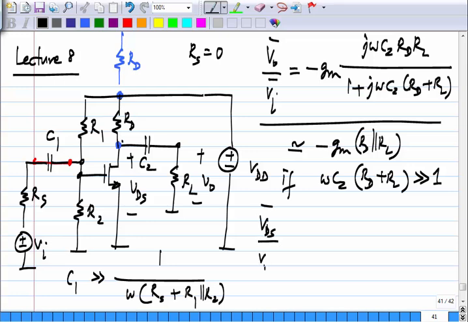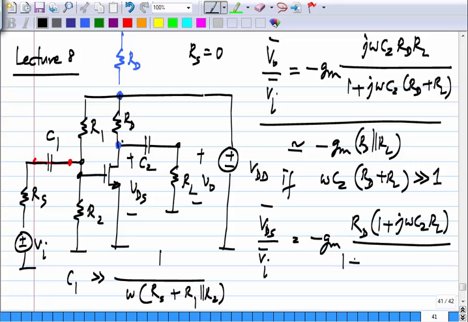What is VDS by VI? What is it? Minus GM RD over one plus j omega C2 times RD plus RL. Okay.